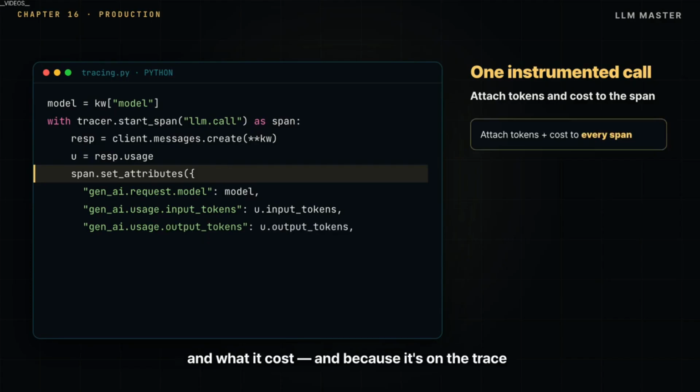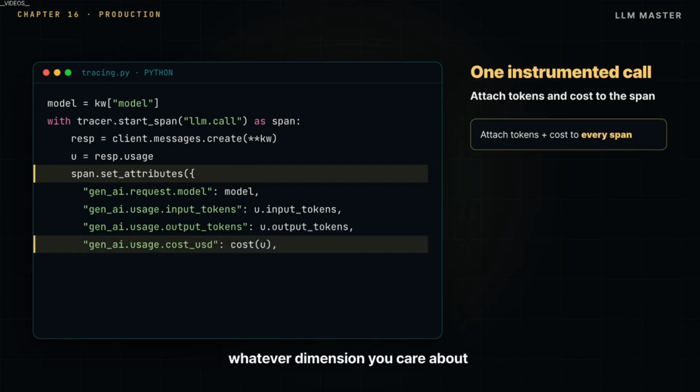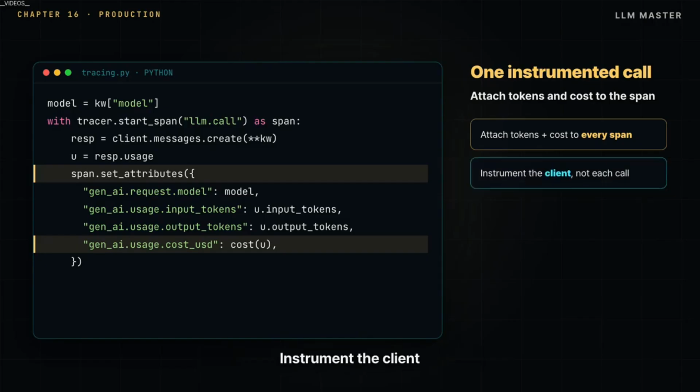And because it's on the trace, you can group cost by endpoint, by customer, by prompt version, whatever dimension you care about. The discipline is to do this at the boundary. Once in a wrapper, every call goes through. Instrument the client, not each call site, and every request in your system is measured for free from that day forward.